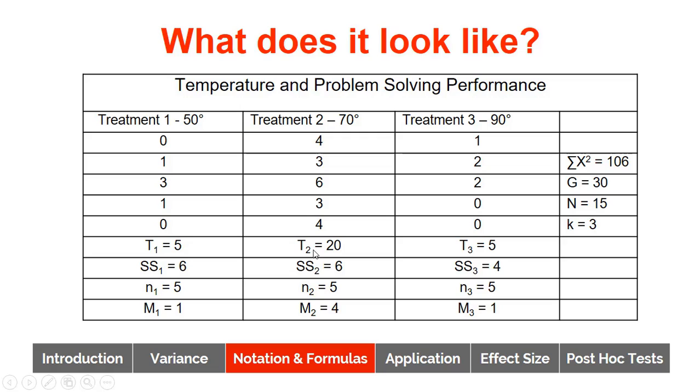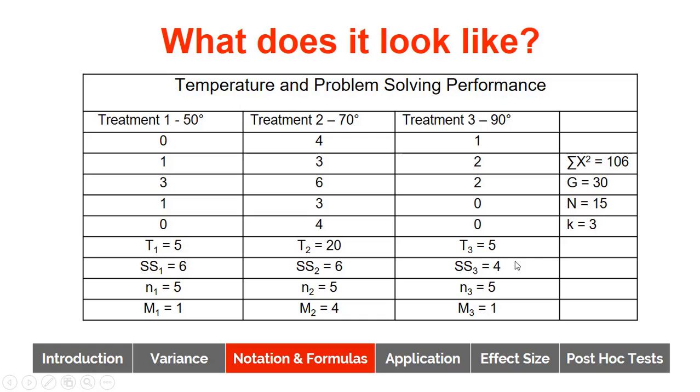The sums of squares is just found by taking each score, subtracting the mean, squaring that deviation score, and adding them up, just like we've done a million times before. That's the sums of squares, and we calculate it for each individual group. Each group has its own sums of squares. The lowercase n is the number of people or the number of cases in each group. So we have 5 in each group, so we have 5, 5, and 5. And finally, I notated the means for each group. So if you take these 5 scores, the mean is 1. These 5 scores, the mean is 4. And these 5 scores have a mean of 1.